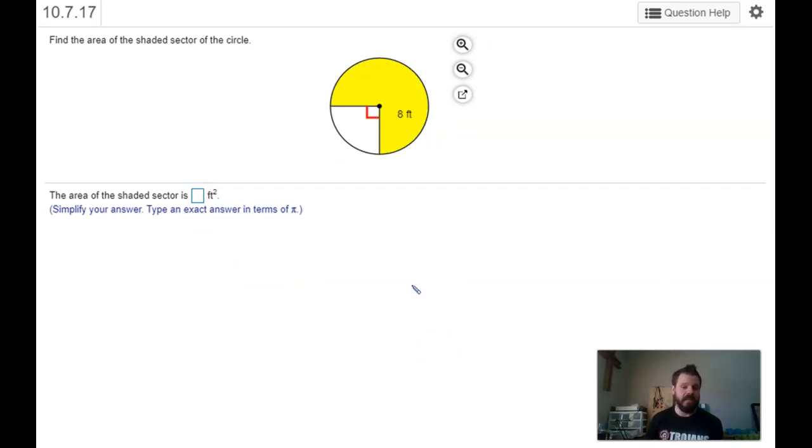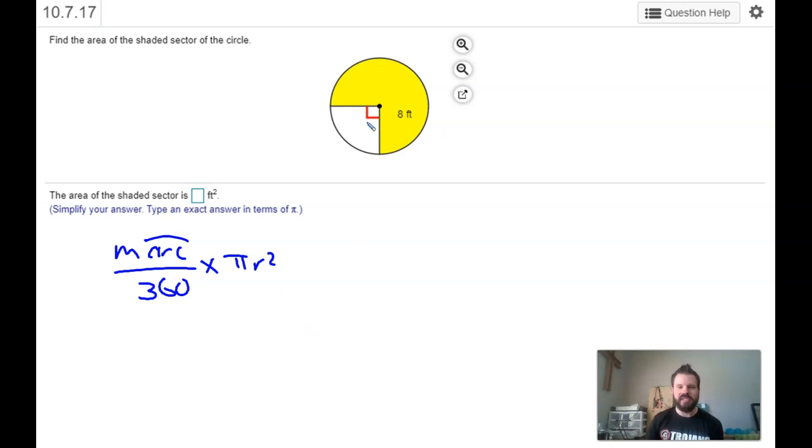All right, same idea. Instead of a little slice, you can think of this as a big slice for the yellow, a big sector. I'm going to go the measure of the arc over 360 times the area of the circle, pi r squared once again. In this case, the measure of my arc is going to be everything besides this 90, so in other words, 270 degrees. If I take 360 minus 90, I get 270, so we'll go 270 over 360, or in other words, 3/4.